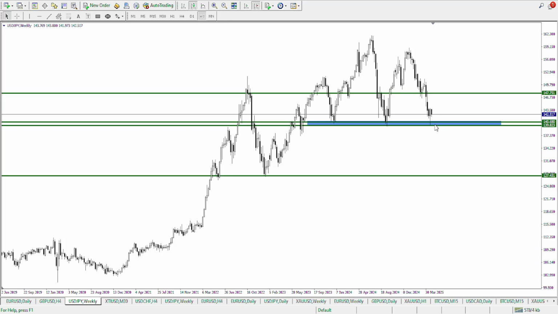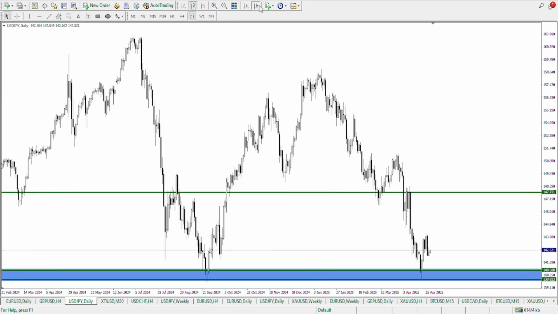So this level I would like to trade during the week, and as long as the market is trading above 140, the chances of it touching 147.75, this level, will be so much higher. So let's have a look at how we can actually trade it on a lower time frame, such as the daily, for instance.